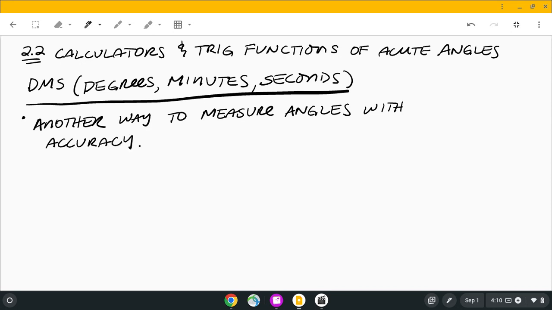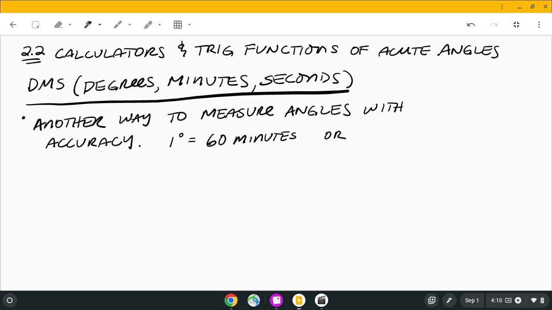So it turns out that 1 degree of measure, if you can picture 1 degree, is cut into 60 equal parts. 1 degree is already very small, right? Imagine that 1 degree cut into 60 slices. So 1 degree is equal to 60 minutes.